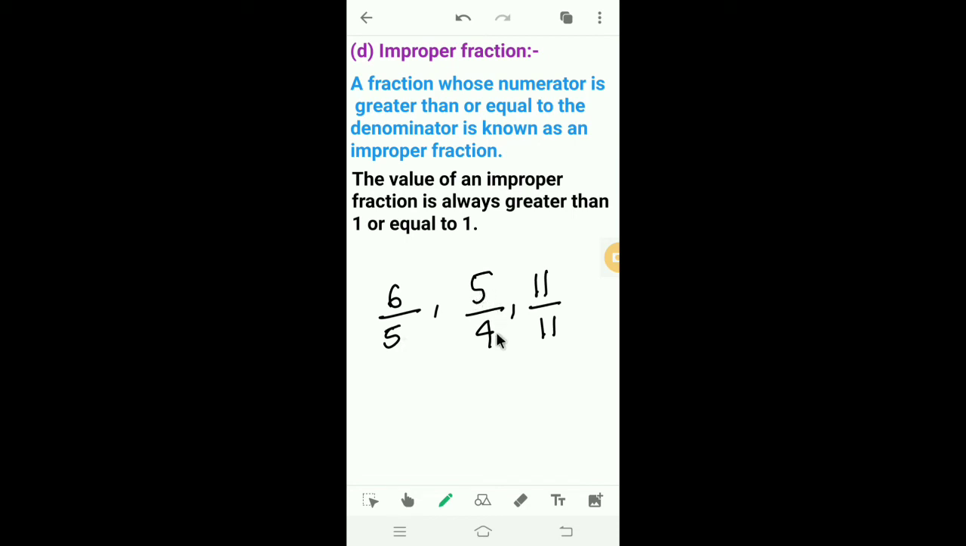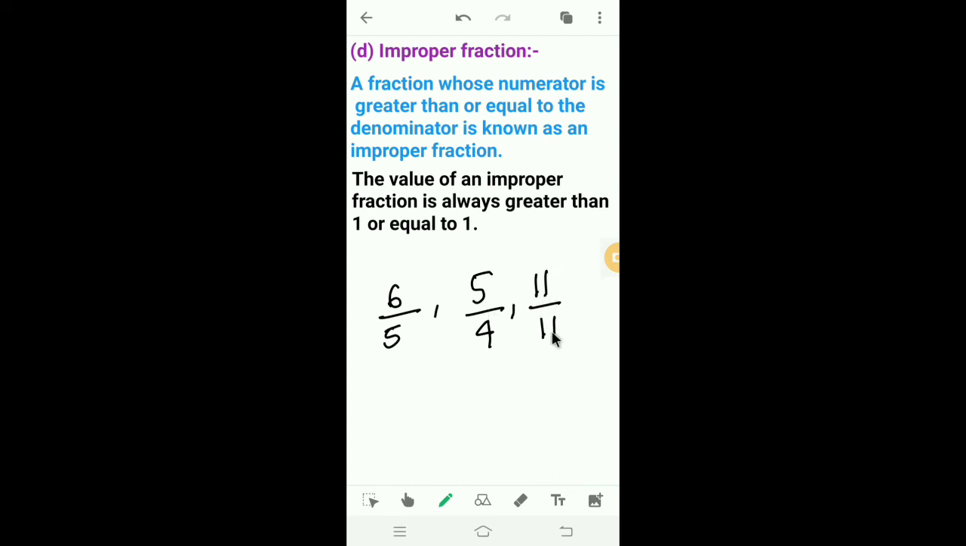In 5 by 4, 5 is numerator and 4 is denominator. 5 is greater than 4. That means numerator is greater than denominator. So this type of fraction is called improper fraction.